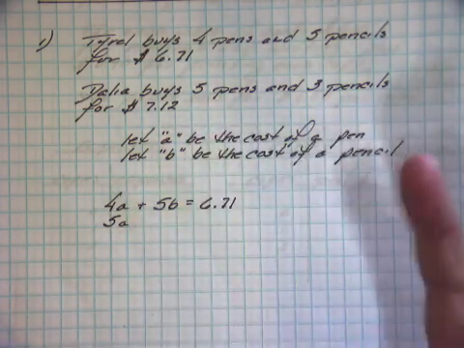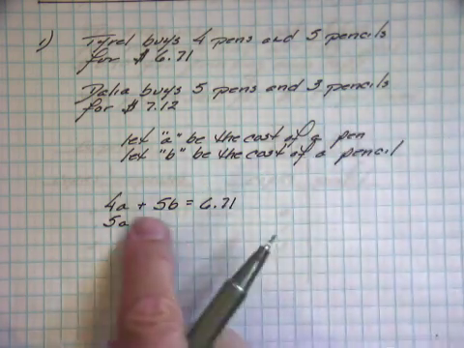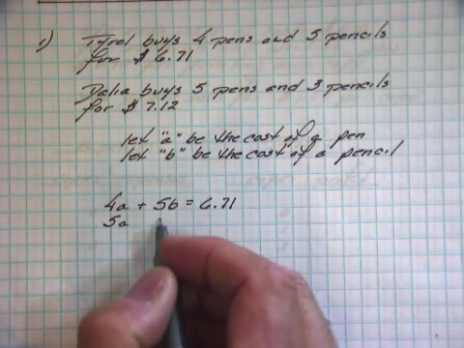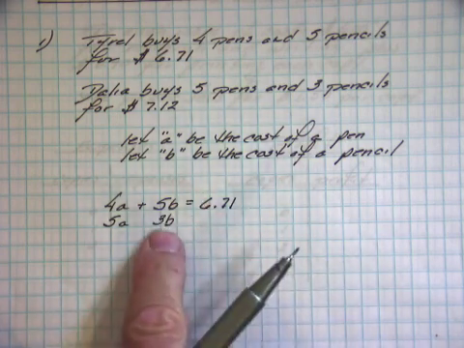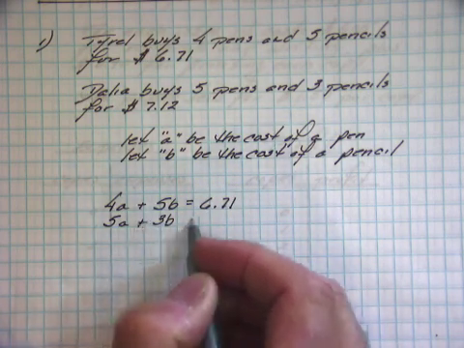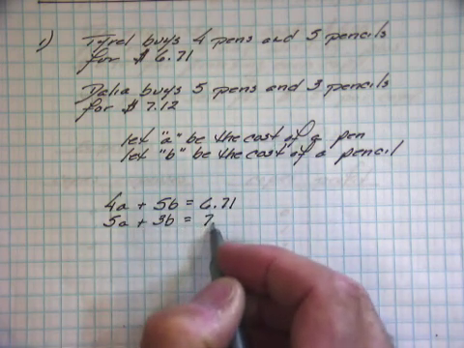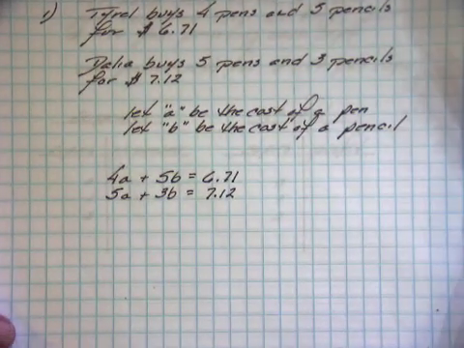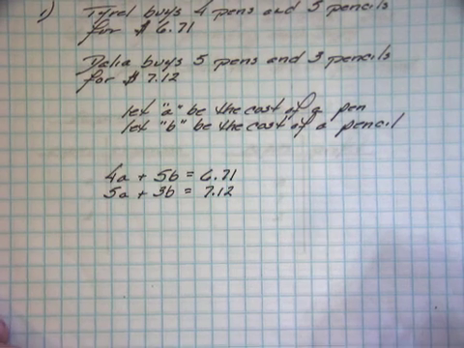Now Dahlia, 5A, that's how much she spent on pens, each pen, same store, same cost. So 5 times the cost of a pen, that's how much she spent on pens. 3B is how much she spent on pencils, 3 times the cost of each pencil. And if we add those, we know that Dahlia spent $7.12.